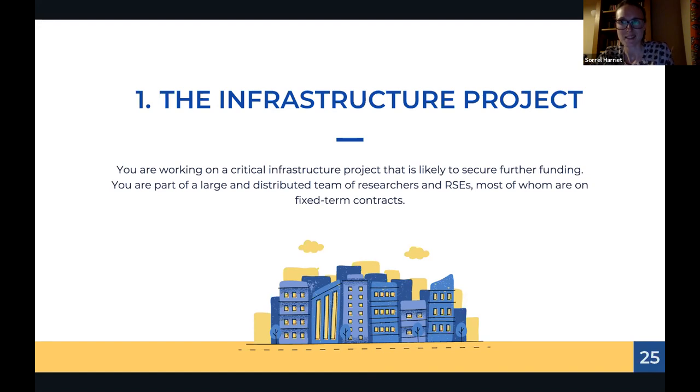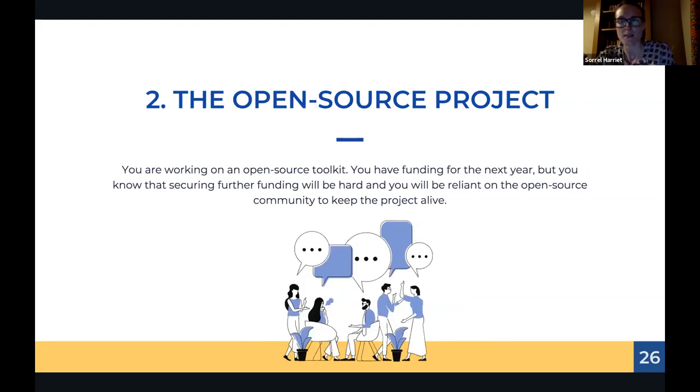Okay, hopefully that stimulated some thoughts. I'm going to move on to the next scenario. Quite different here. You're working on an open source toolkit this time, and you have funding for the next year, but you know that securing further funding is going to be hard. And so the way around this is to be quite reliant on the open source community to keep the project alive. So let's assume this is a toolkit that's being used by researchers on other projects, and we want to keep it alive, but we just don't have any money for it, basically. What's going to be really important here?